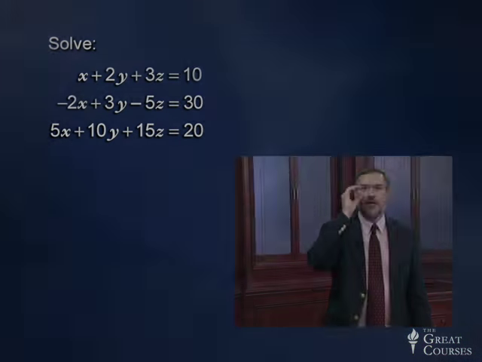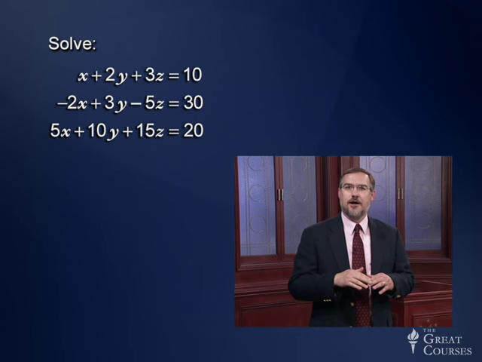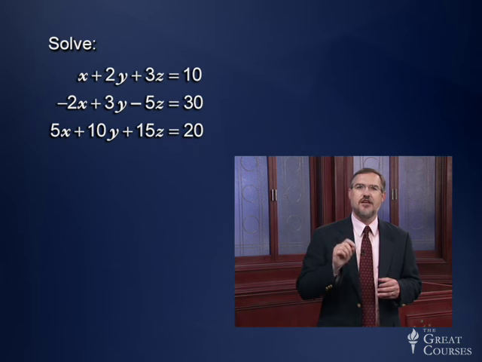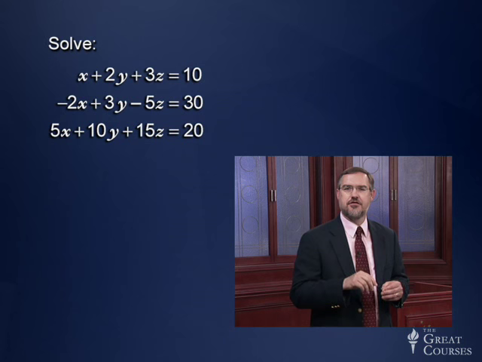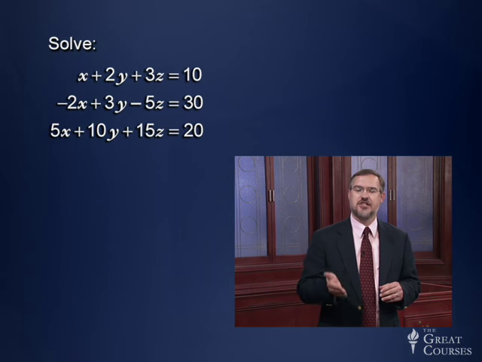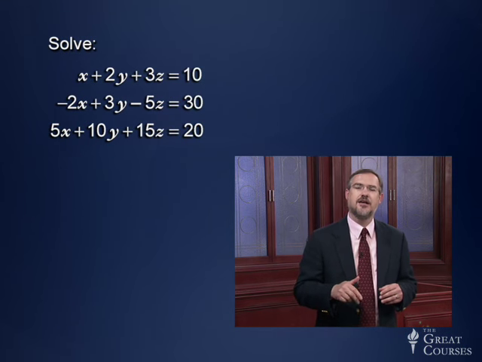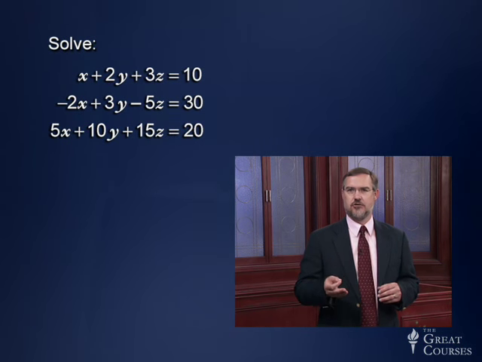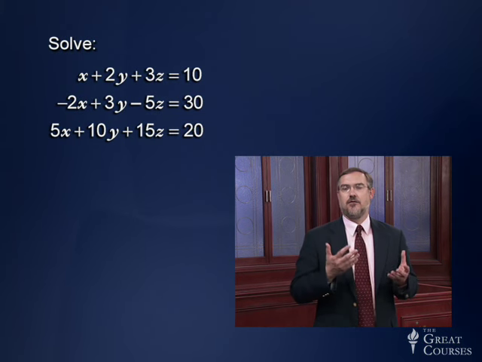Here it is. x plus 2y plus 3z equals 10. Negative 2x plus 3y minus 5z equals 30. And 5x plus 10y plus 15z equals 20. Now, how do we start?